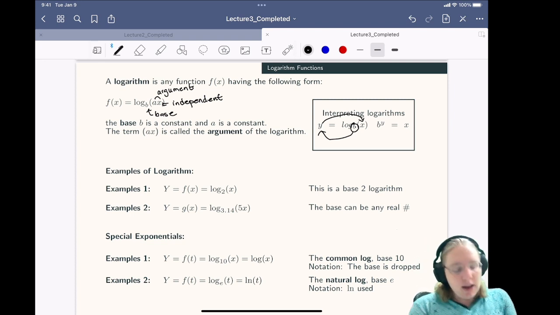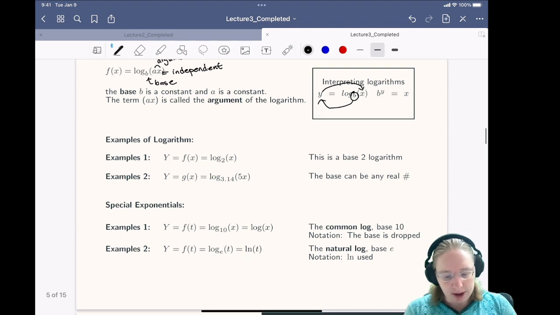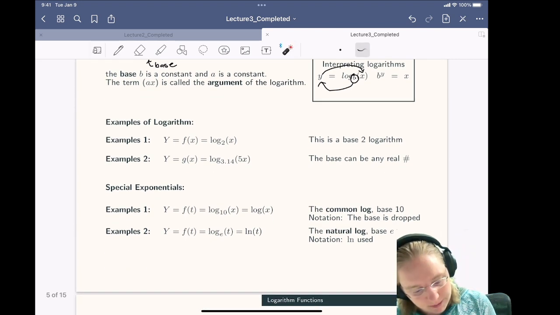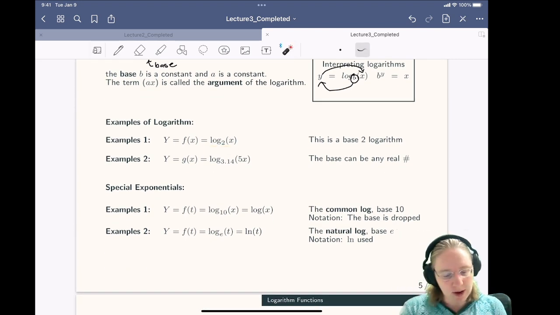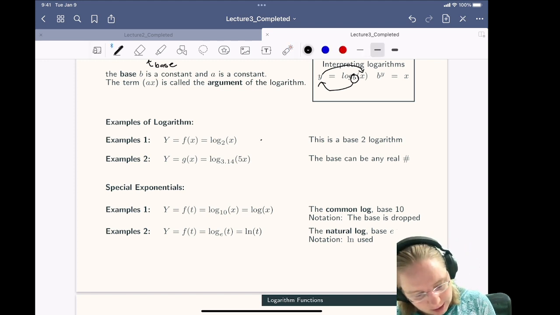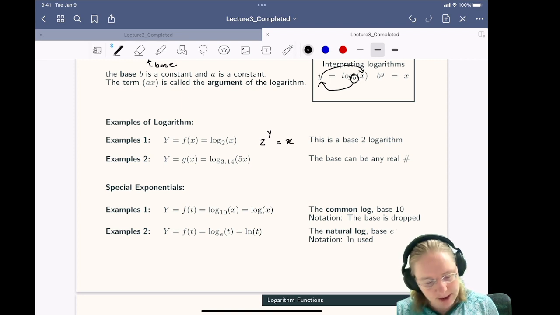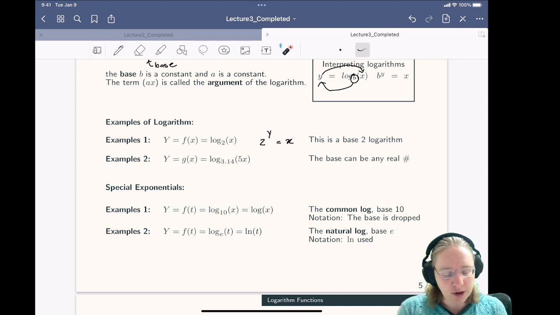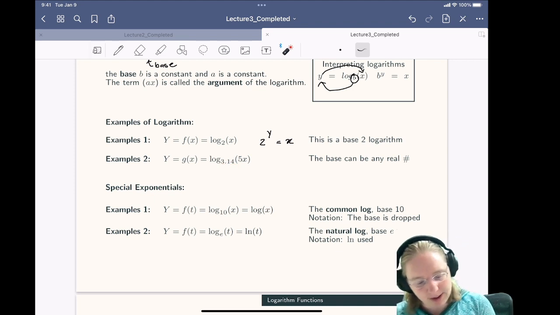All right. So here are two examples of a logarithm. We have y equals log base 2 of x. What is this saying? It's saying that 2 to the y is equal to x. And similarly, we can have something that has a rational or irrational number as the base.